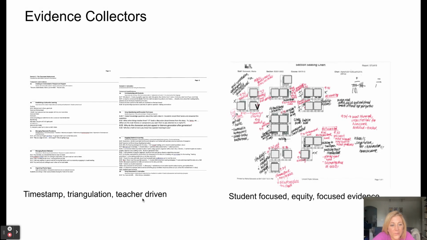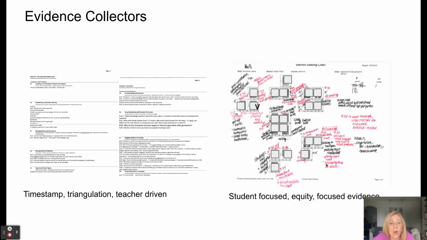It was always hard for me to collect student evidence in this evidence collector. This is where I really got this student information. So this was student focused. I also think the seating chart really supports work in equity because it provides a visual representation of what's happening in the classroom, which students are answering questions, which students are getting feedback. And it really does focus more on students.